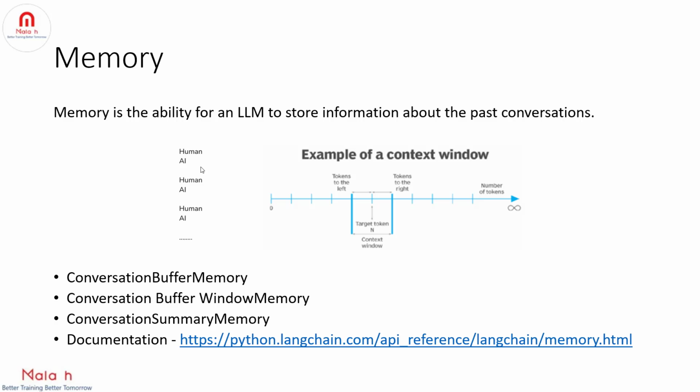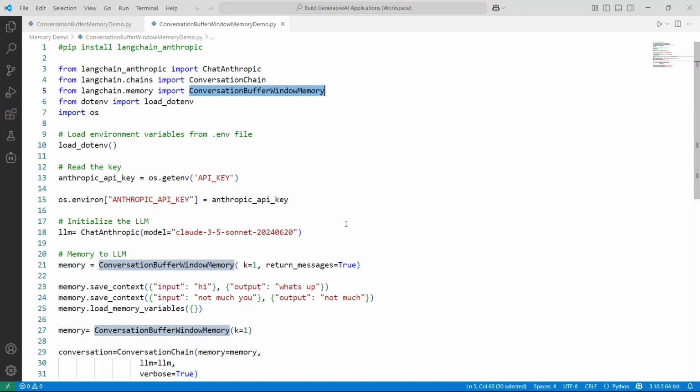So far we have seen what memory is and what the different types of memory are, and we have seen the implementation of providing memory to an LLM by using conversation buffer memory and conversation buffer window memory. Now let's see how we can provide memory to an LLM by using conversation summary memory. So let's go to our code editor, VS Code, so we can see the implementation here.